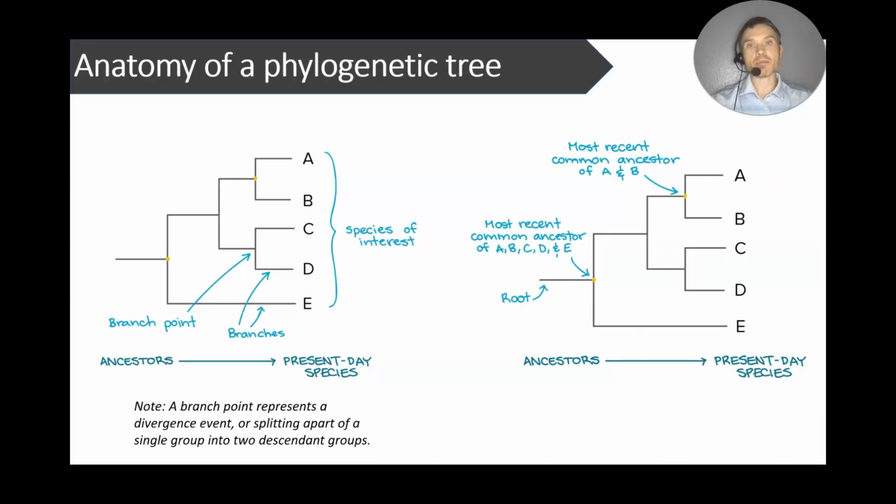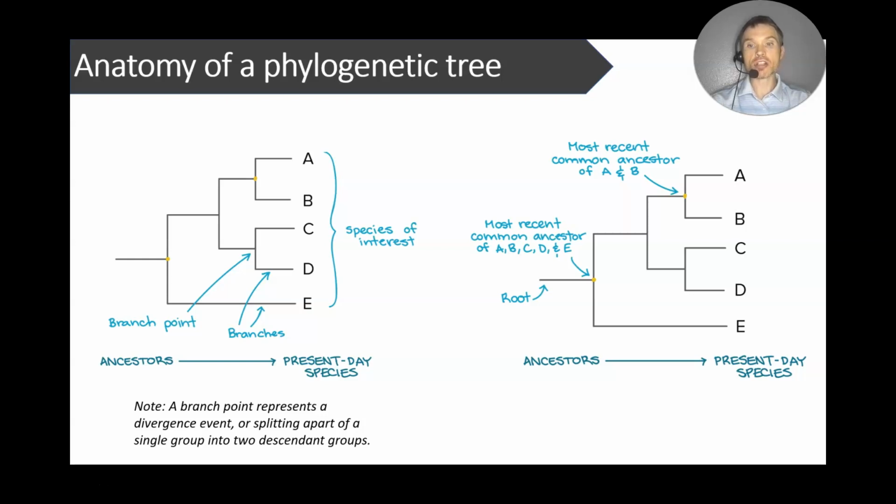So what is the anatomy of a phylogenetic tree or a cladogram? Well, a few terms we need to focus on here is the branch point. The branch point is the point at which those two species, so for example, species C and D, share a most common recent ancestor. So it is at that branch point which that species evolved into the two separate species that we see today.